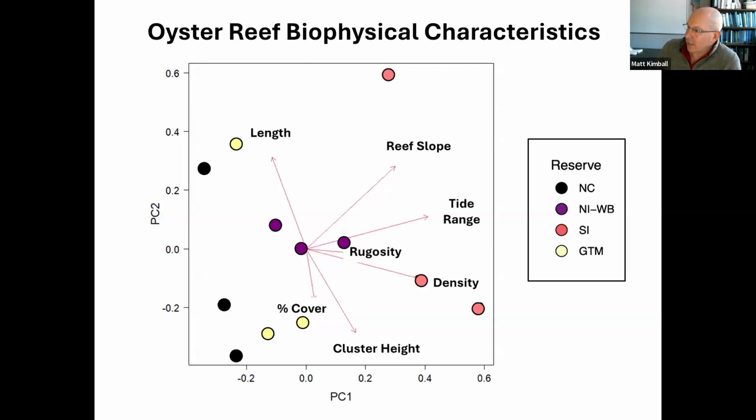You can see there's quite a bit of spread on the tidal range and rugosity and reef slope, which are all kind of tied together in density. And that's not surprising. We expected that. A little bit of difference with oyster length and percent cover and oyster cluster height. But all in all, they're pretty similar. So I think we did a good job with it.